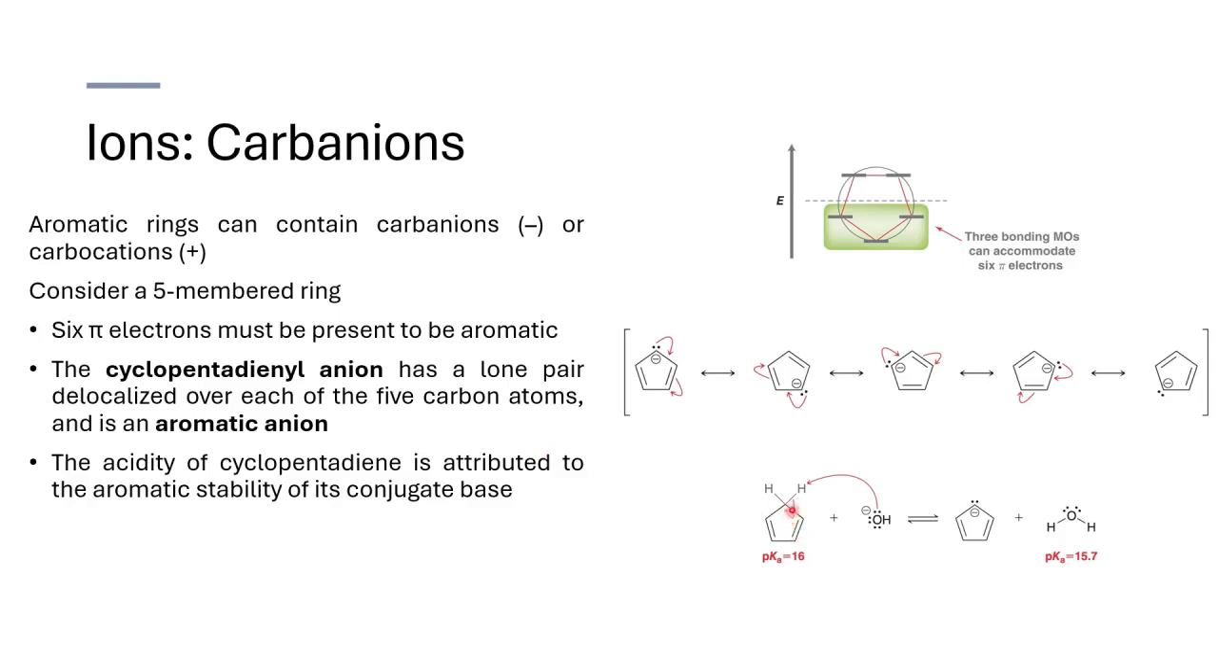Note here the hydrogen that is being extracted by the base is on an sp3 hybridized carbon. Normally for alkanes, we're talking about a pKa really closer to 50. Notice here the pKa is about 16, making it a very acidic proton, resulting in a very stable anion.